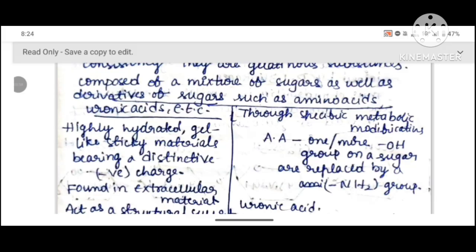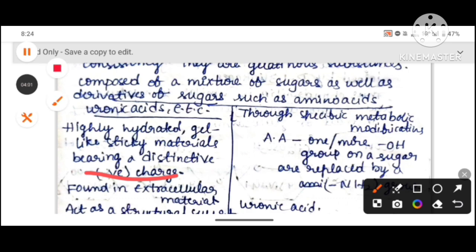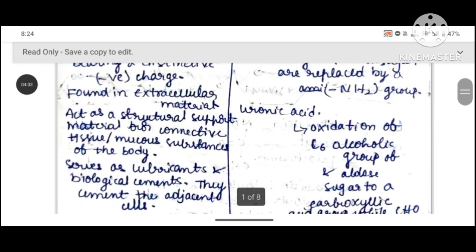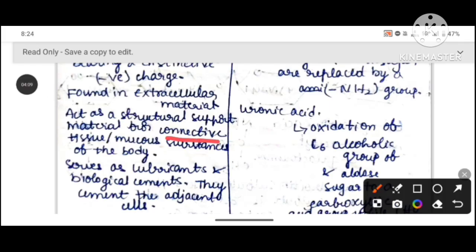These are highly hydrated, gel-like, sticky materials bearing a distinctive negative charge. They are also found in extracellular materials and act as a structural support material for connective tissues. They are used in medical treatment, and are present in mucous substances of the body. They serve as lubricants and biological cements, and they cement the adjacent cells. So these are some medical applications of mucopolysaccharides.